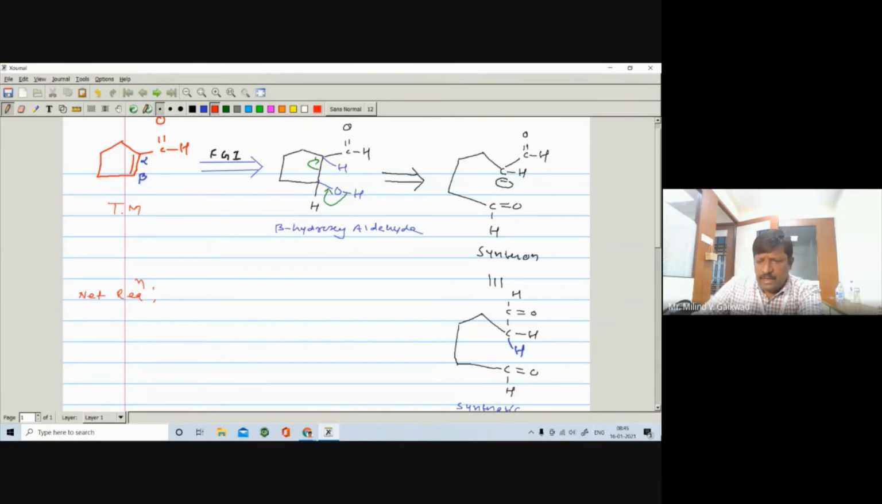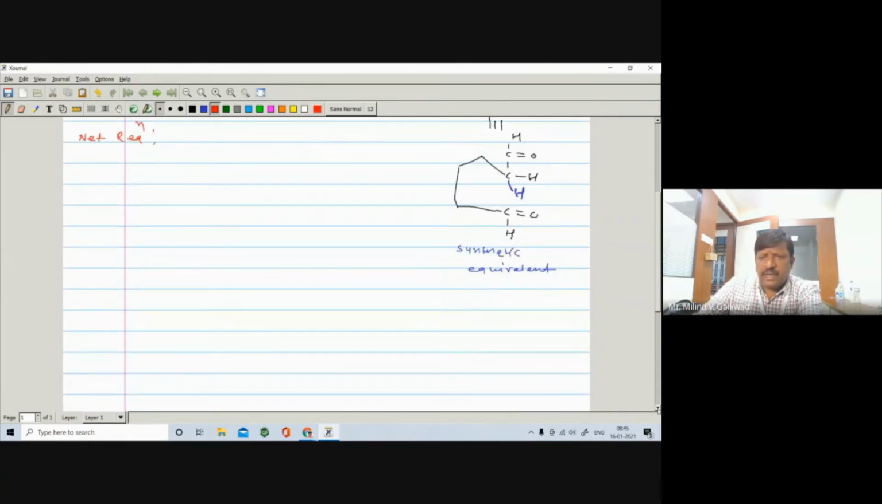So here I will write the net reaction, starting from this compound, the synthetic equivalent. Here you have such a C, here is an H, here is also H, and here is your C double bond O and H. You can also write CH2, CH2 like this. It depends upon you. So either you write like that or you can write like this. Here is your C double bond O.